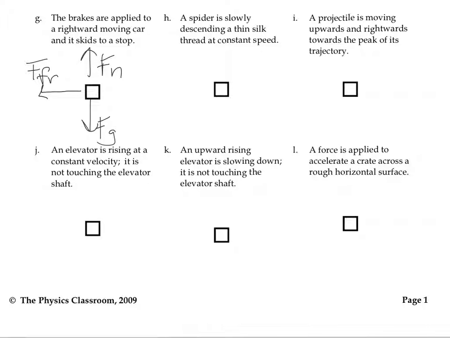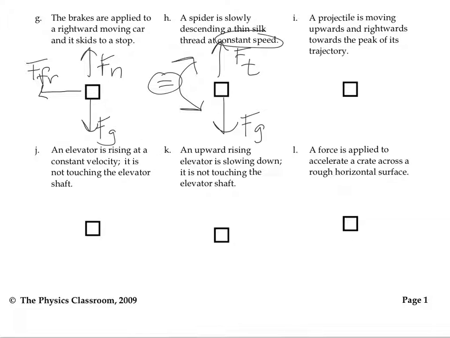For letter H, a spider is slowly descending a thin silk thread at a constant speed. So obviously the force of gravity is pulling down on the spider, and there is some type of force of tension because you have the spider web that the spider is dangling from. You want these two arrows to be equal in size because if you are at a constant speed, that means that you would have no acceleration. So therefore, the magnitude of the two forces should be equal so that you're in equilibrium.